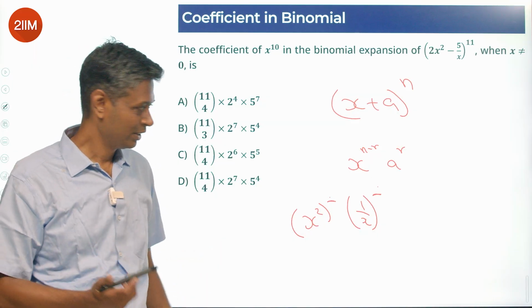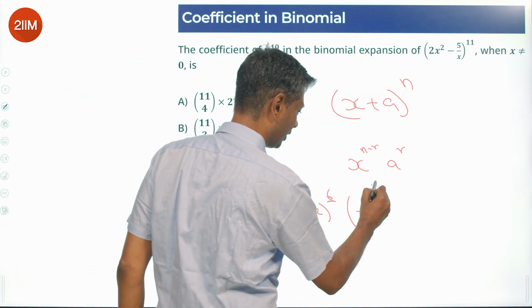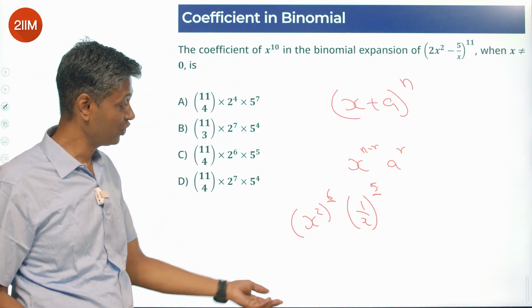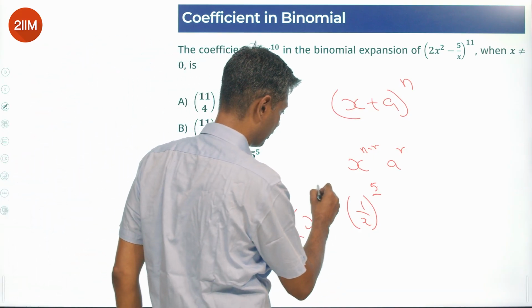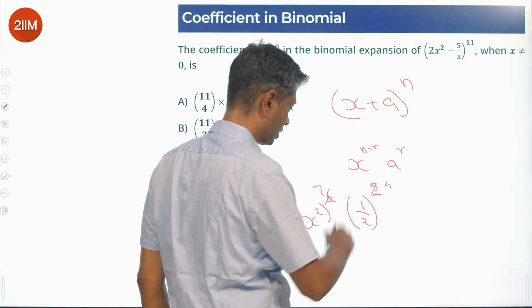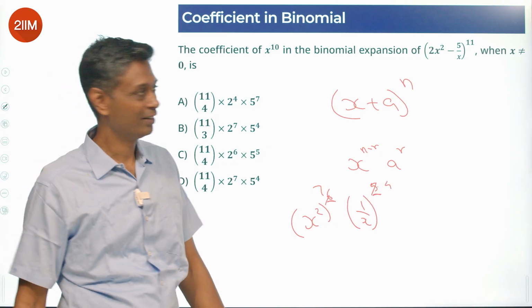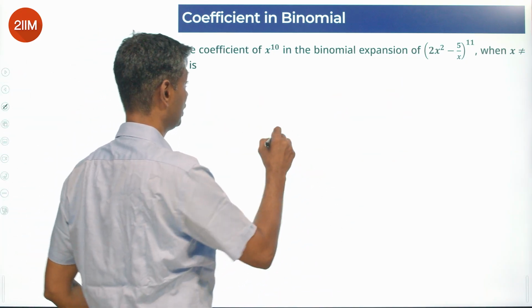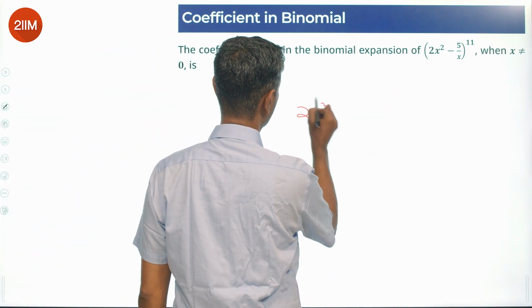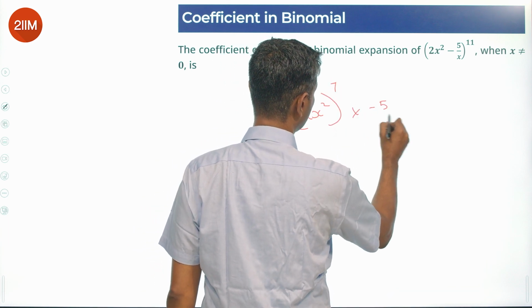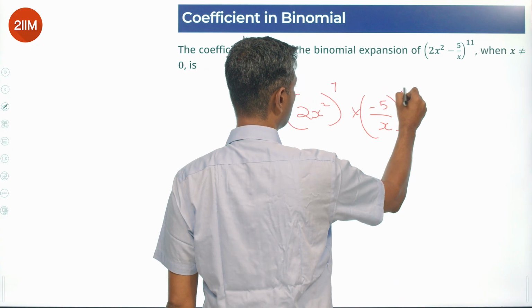Somewhere in between: if I put this as 6 and this as 5, 2 into 6 is 12, 12 minus 5 is 7, which is less. If I put this as 7 and this as 4, 2 into 7 is 14, 14 minus 4 is 10, we're through. Fine. Or we're looking for the term in the expansion where we have (2x²) whole power 7 into (−5/x) whole power 4.